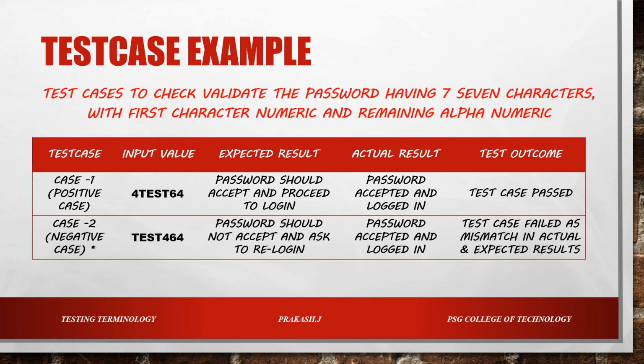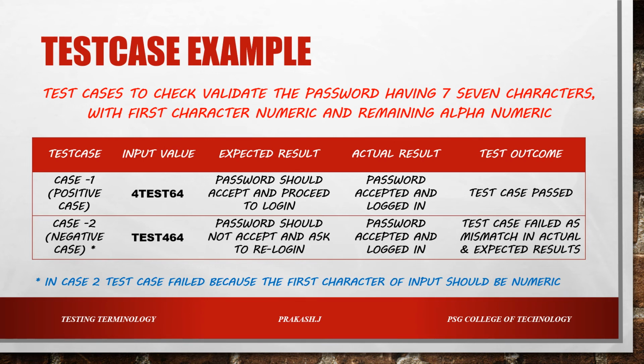Look at the second case, which is an example of a negative case, where the input value is not as per the requirement. The first character is not numeric. So the expected result is that the password should not be accepted. But actually the password has been accepted for this particular input value. This shows that the test case has failed and it is mismatched. In case 2, the test case failed because the first character should be numeric.